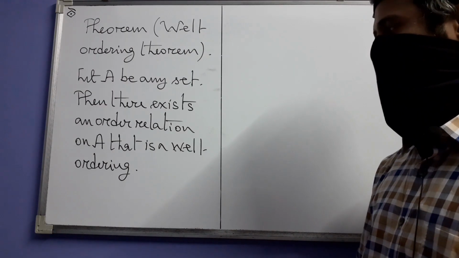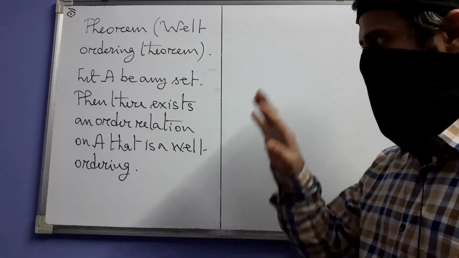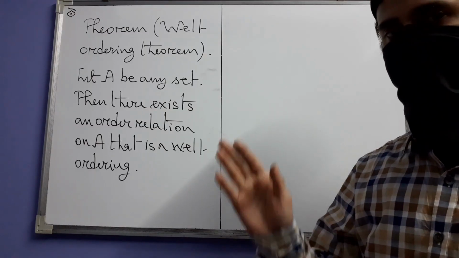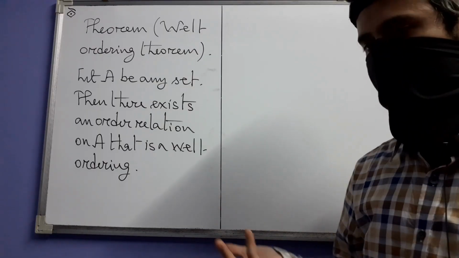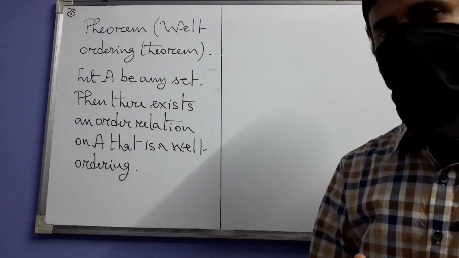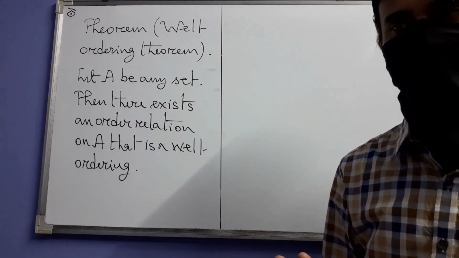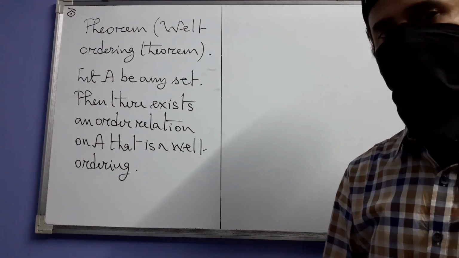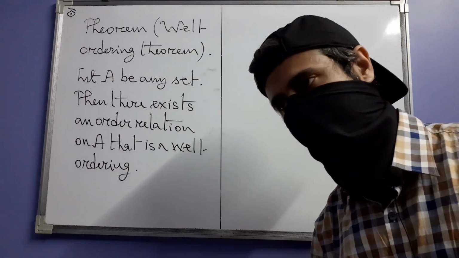What it says is that, say you have any set A, then there exists some ordered relation on A which is a well ordering, which will make the set A into a well ordered set. Or to put this more simply, every set can be made a well ordered set with some ordering relation. This theorem was proved by Zermelo in 1904. Zermelo of your Zermelo-Frankel choice set theory.